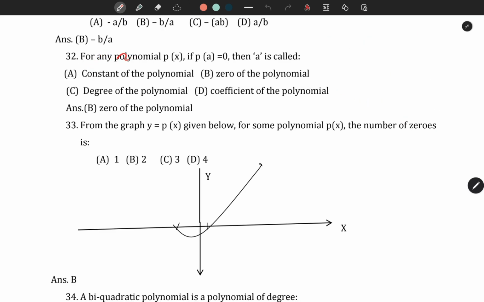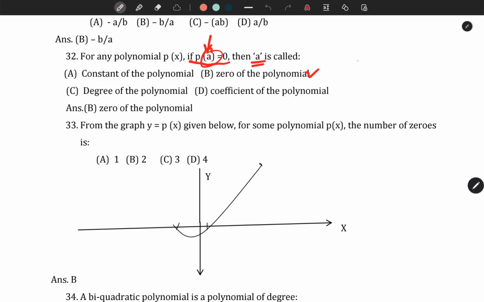Next question, for any polynomial p(x), if p(a) is 0, then what is a called? Now if p(a) is 0, that means in place of x, if you substitute a and it becomes 0, then this a will be called the zero of the polynomial. So answer is b, zero of the polynomial.